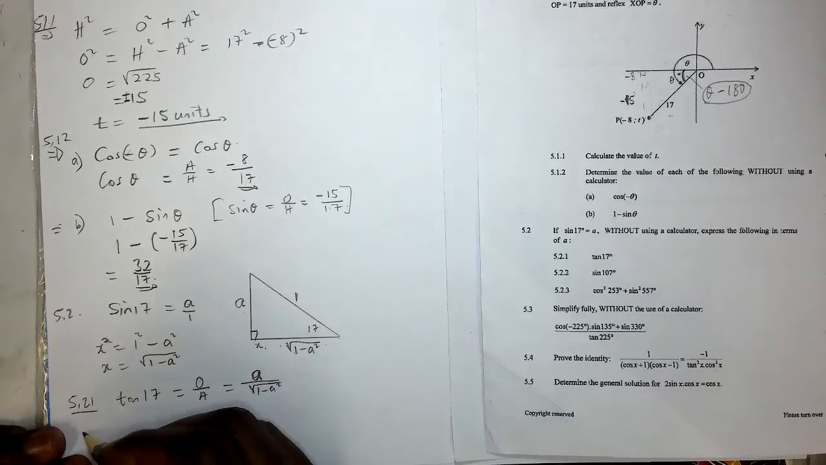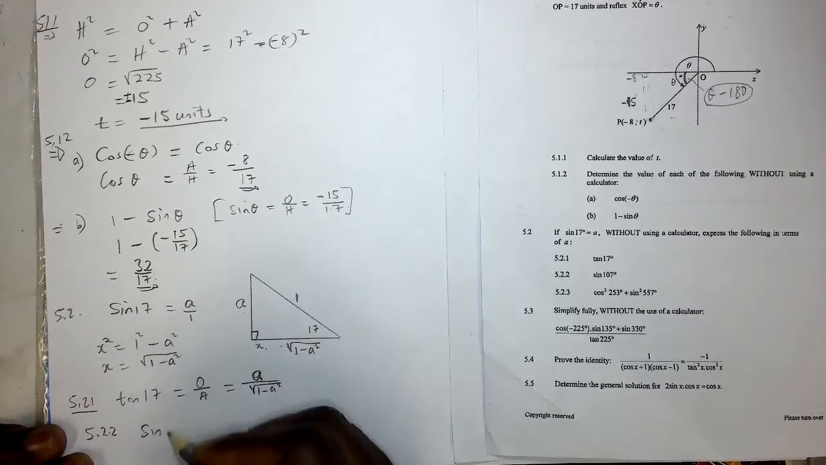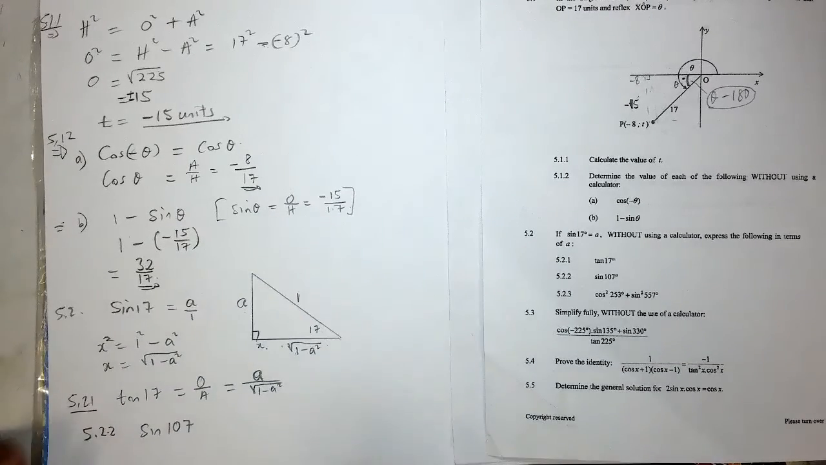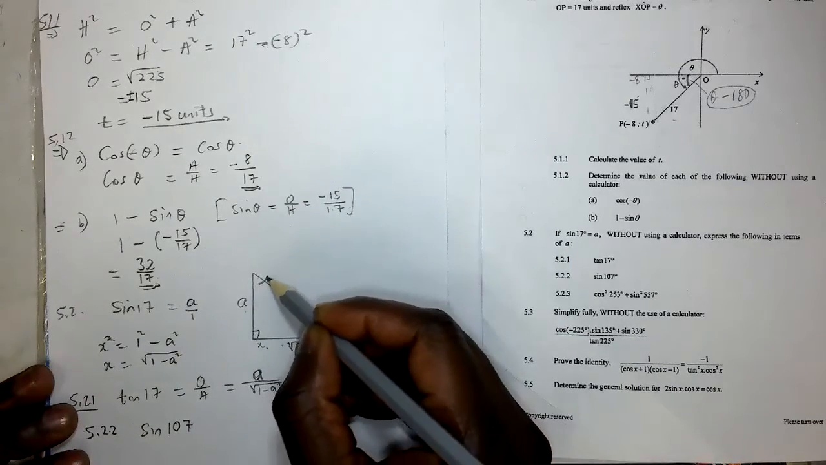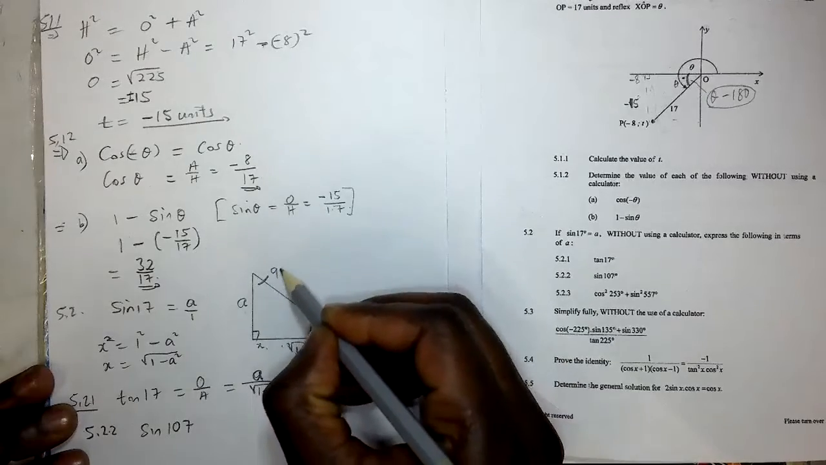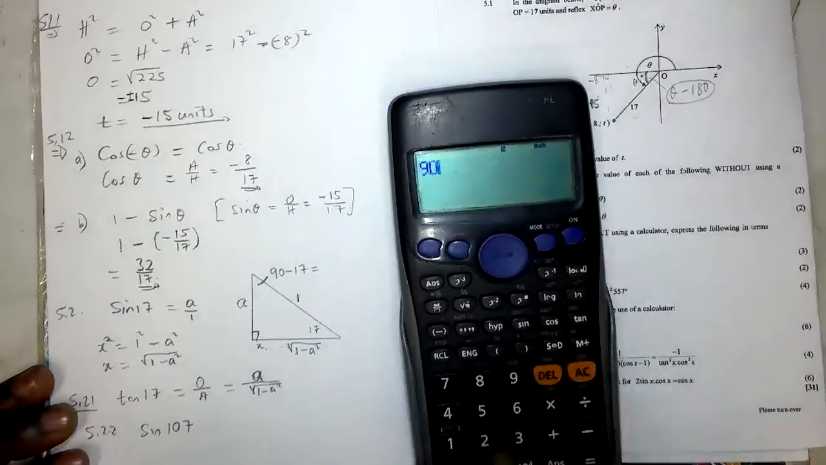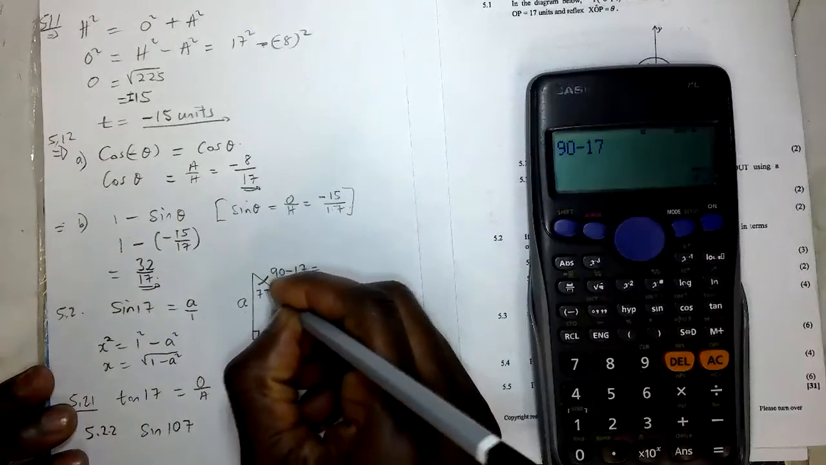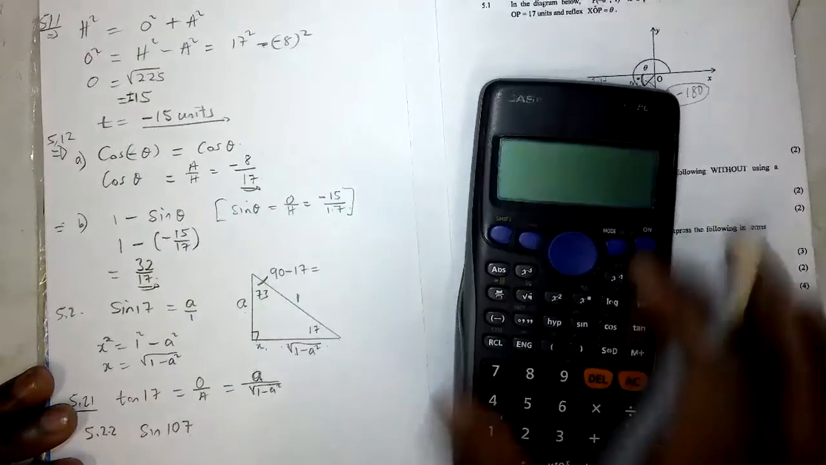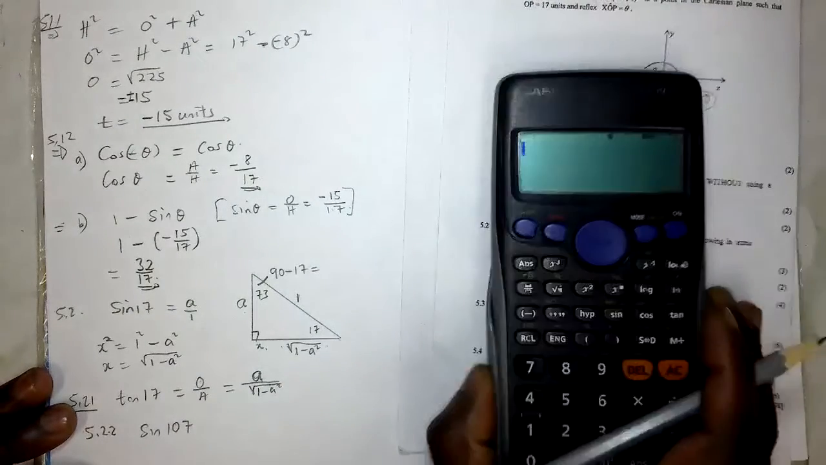Now let's move on to sine 107, question 5.22. Now you have to wonder how they got 107. Before I continue, we need to fill in this angle here, which we get by saying 90 minus 17, which is 73. Let's fill it in. Now how did they get 107? How is it related to the 17 or 73?